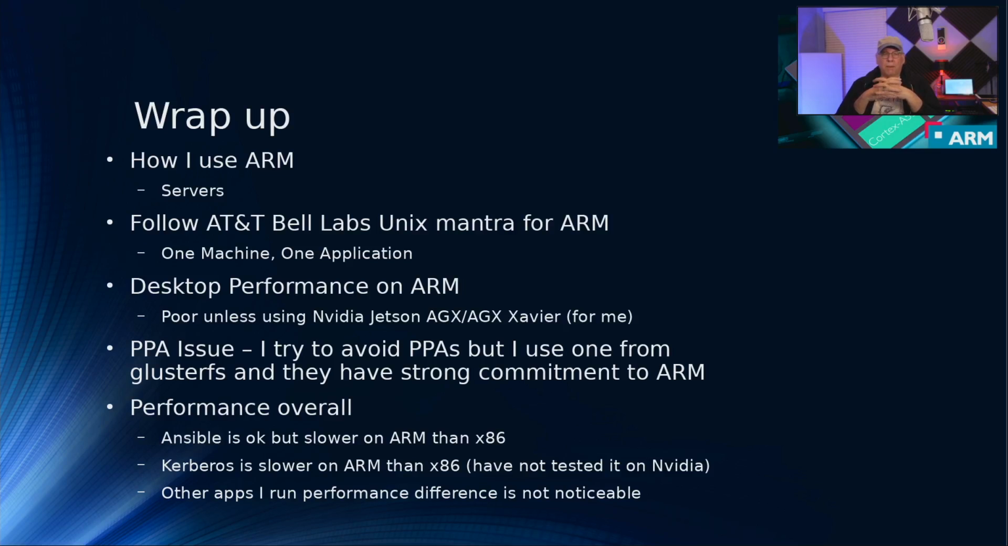So performance overall, Ansible is okay, but it's slower on ARM than x86. Kerberos is slower on ARM. I think that's just because of, again, either the network or just the cryptography that's going on in it is a little bit more strenuous, key management. Other apps that I run, I don't see much performance differences at all. Now, this is on a server.